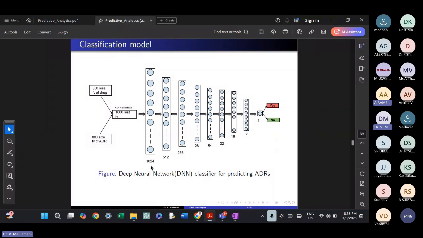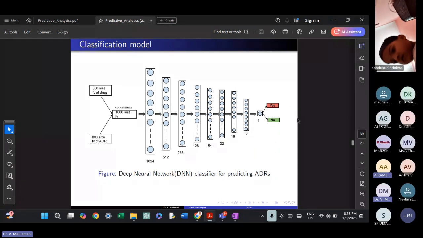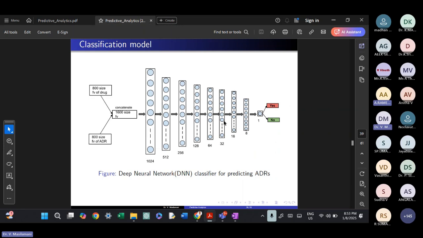And suppose 1024, 800 means the depth of the network will be more, right? So we don't want to keep more number of layers. That is why we reduce by half every time. You can say that exponential amount of reduction, right? And which is to be dropped, which is to be kept.